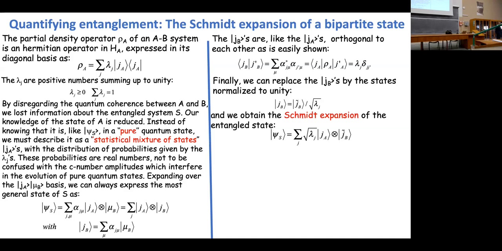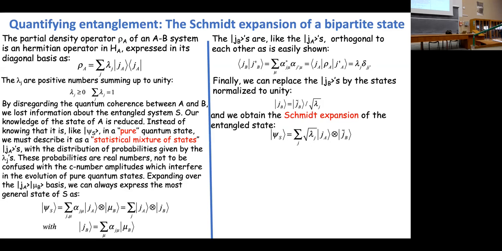I call them j tilde. So to each j, I have a mirror image j tilde, which is defined by the equation that I've written here. And what I show here, very simply, because of the fact that rho is diagonal, is that the j tilde states are orthogonal to each other. They are not normalized. You get lambda j times delta jj prime. So if you divide by the square root of lambda j, you get normalized states. And this is what I have written here. The j without the tilde are just normalized in this way.